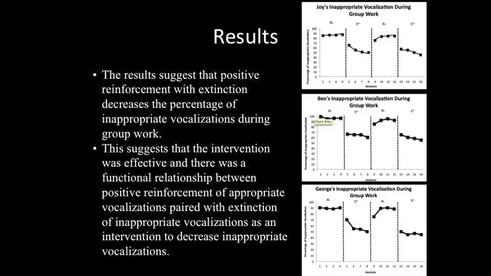The following slides will go over the results of our experiment. The results suggest that positive reinforcement paired with extinction procedures decreases the percentage of inappropriate vocalizations during group work instruction. This suggests that the intervention was effective and there was a functional relationship between positive reinforcement of appropriate vocalizations paired with extinction of inappropriate vocalizations as an intervention to decrease inappropriate vocalizations during group lessons in a special education classroom setting.